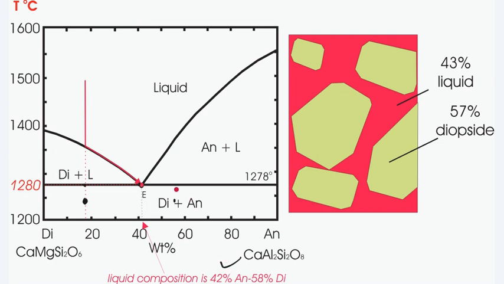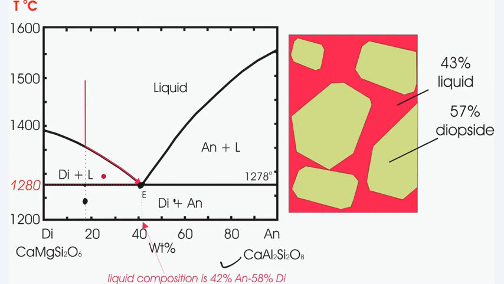You can take any composition. So when the liquid is here, we have 57% diopside and we don't have any anorthite, because at this line one of the phases or components will completely melt. But the liquid will remain in the system.